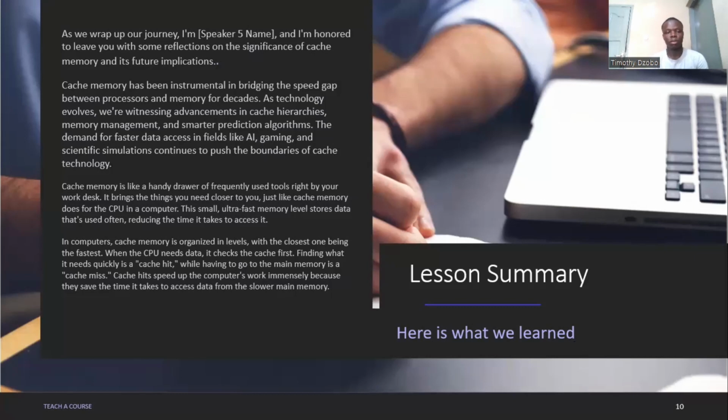As technology keeps on developing, we are witnessing advancements in the cache hierarchy, memory management, and smarter prediction algorithms. And the demand for faster data access in fields like AI, gaming, and scientific simulations continues to push the boundaries of cache technology.